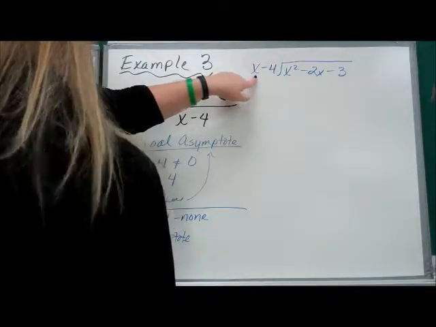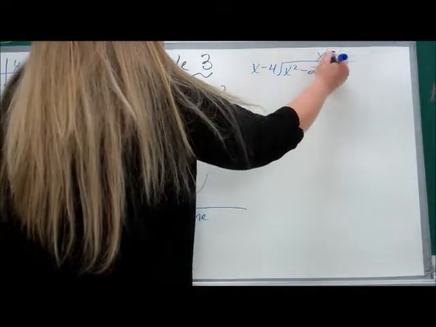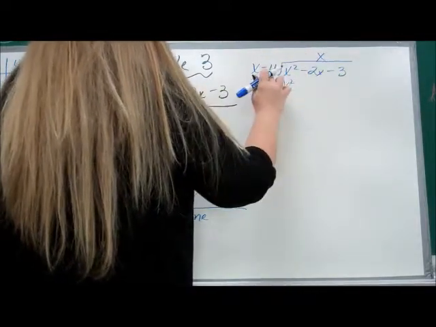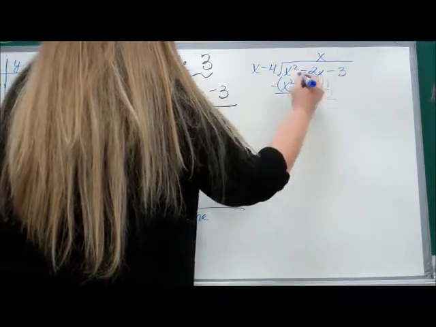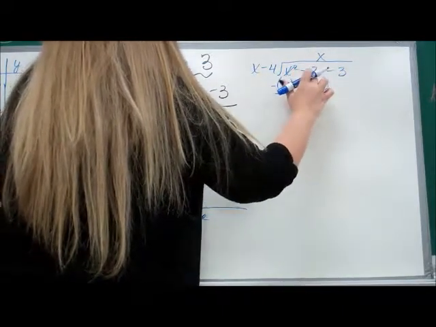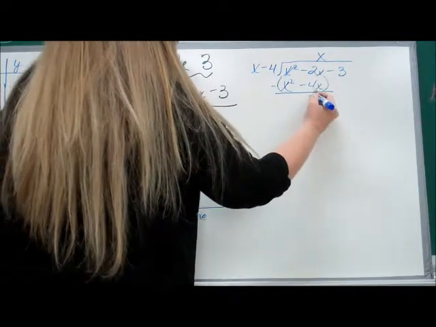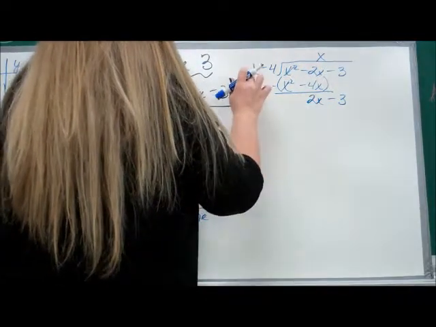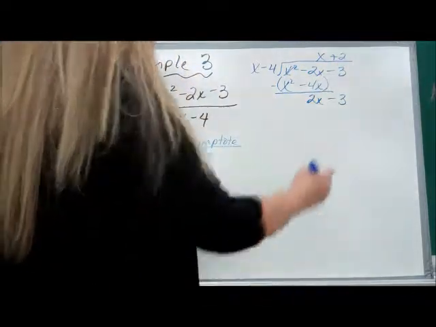What do I multiply x by to make it x squared? X. Then you multiply. X times x is x squared. X times negative 4 is negative 4x. Then you subtract. These cancel. Then negative 2 minus negative 4 becomes negative 2 plus 4, which is 2x. You bring down the next term. What do I multiply x by to make it 2x? We're going to multiply it by plus 2.